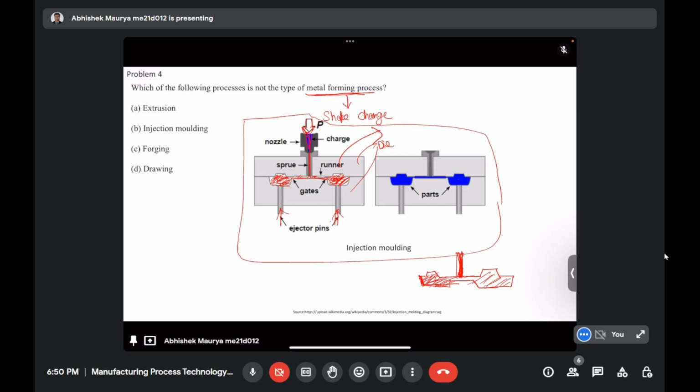Injection molding is primarily a term applicable to plastic materials. If we want some analogy for metals, then probably die casting. This process is similar to injection molding, but particularly if you talk about injection molding, this term is used for plastic materials. Okay, so I have explained the answer for this problem, but still, if any of you have a doubt, please ask me. Otherwise, we will move to the next problem.